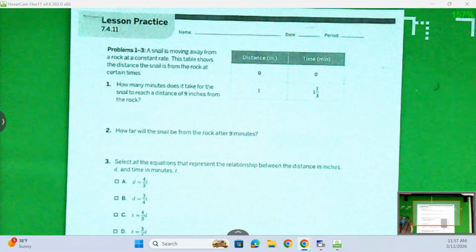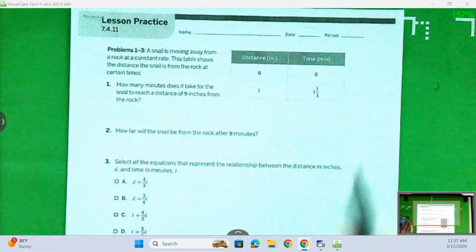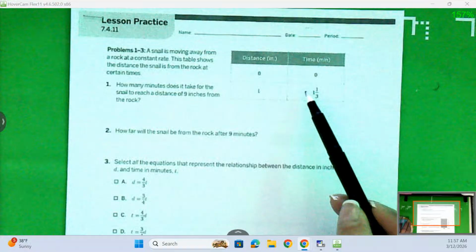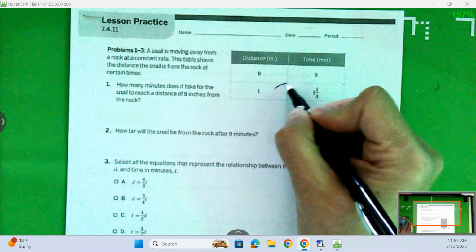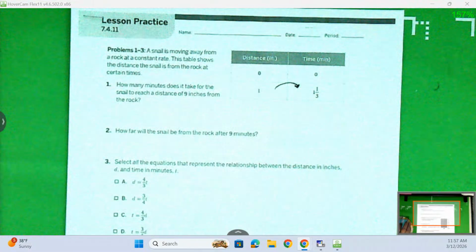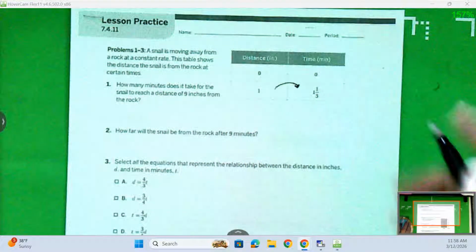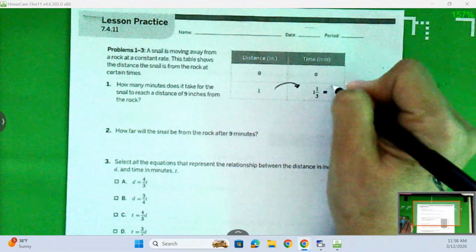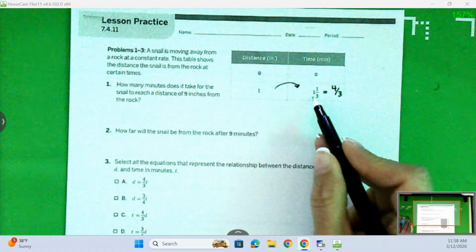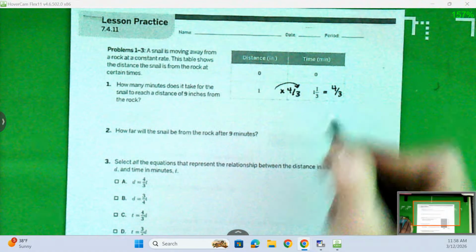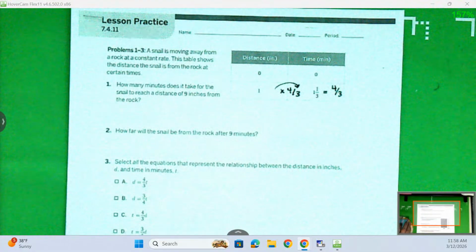Number 1, how many minutes does it take for the snail to reach a distance of 9 inches from the rock? So what we have here is our table of 0, 0, and our very first pair. We need to know what that constant rate is. Luckily, we have a 1. So 1 times what value gives us 1 1/3? We can change that to 4/3 because 3 times 1 is 3 plus 1 is 4. So we know we're multiplying 1 by 4/3 as our pattern.